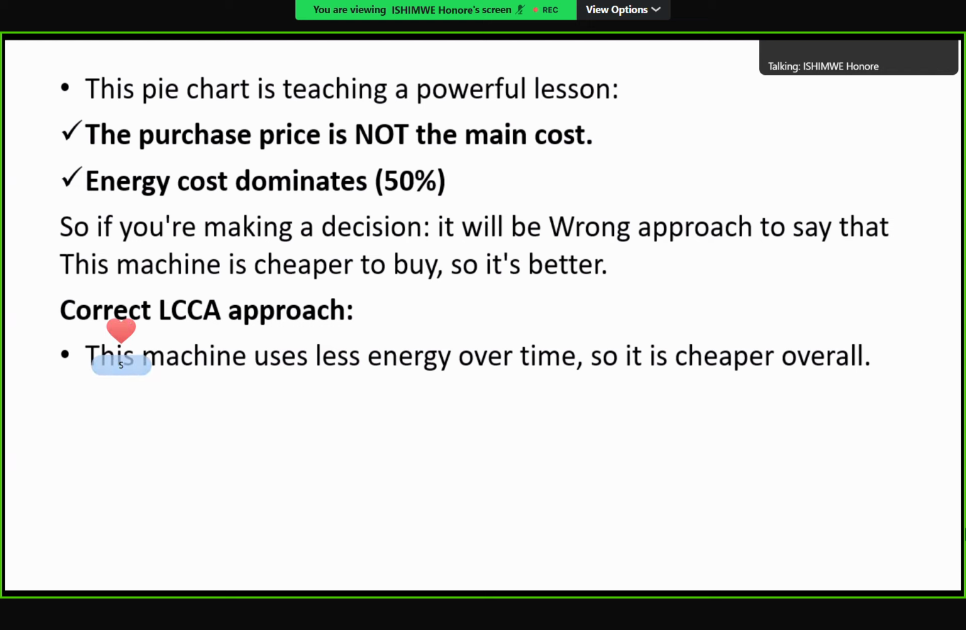So if you are making a decision, it will be the wrong approach to say that this machine or this asset or this product is cheaper, so it is better, let's do this. When you base it on only one cost, that is wrong. The correct life cycle costing analysis approach says that this asset, this product, or this machine is using less energy over time, so it is cheaper overall. Okay.